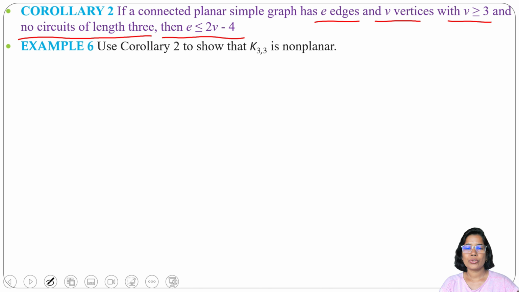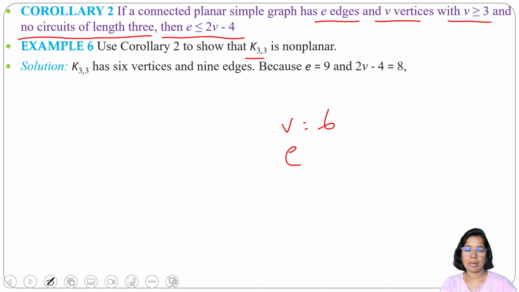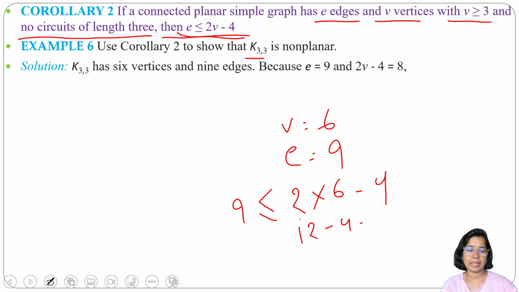Example 6. Use corollary 2 to show that K3,3 is non-planar. K3,3 is a bipartite graph. In K3,3 there are 6 vertices and 3 multiplied by 3, so 9 edges. So we got the number of vertices equals 6, the number of edges equals 9. E, 9, should be less than or equal to 2 multiplied by 6 minus 4. 2 multiplied by 6 is 12. 12 minus 4 is 8. Is 9 less than or equal to 8? No. Hence K3,3 is non-planar.